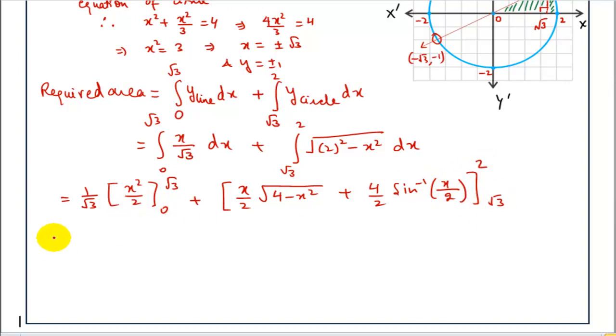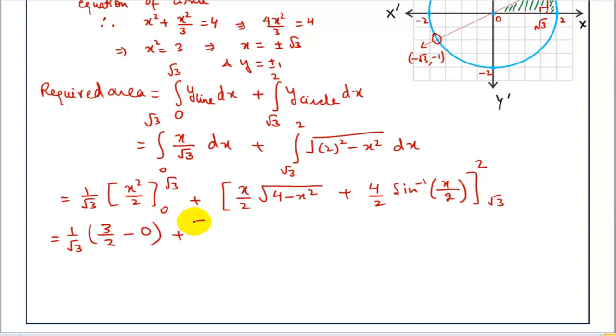So now we will be applying the limits. In the first part you can see we will replace x by root 3. So square of root 3 will become 3. So we get 3 by 2. Then we'll replace it by 0, which reduces it to 0 only.